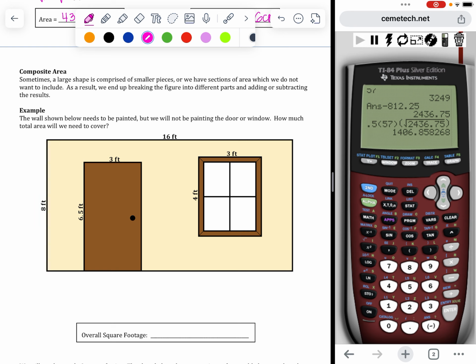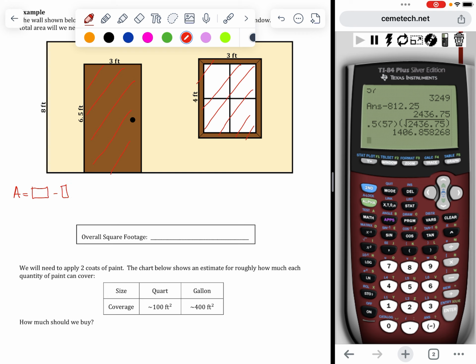So if you look at it, we have this giant rectangle, that yellow rectangle, but then we have to get rid of this door, which is another rectangle, and get rid of this window, which is another rectangle. So our plan is to find the area of the big rectangle, then subtract the door, that's a door, right? And then subtract the window, okay? Or we can subtract these two added together, which is the same thing.